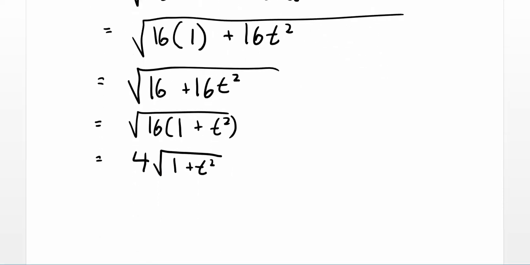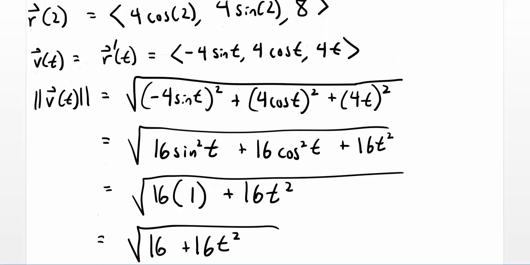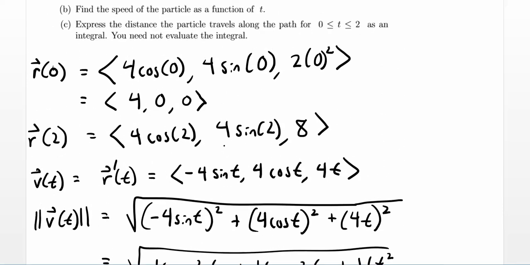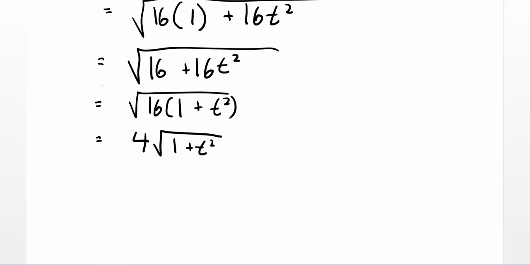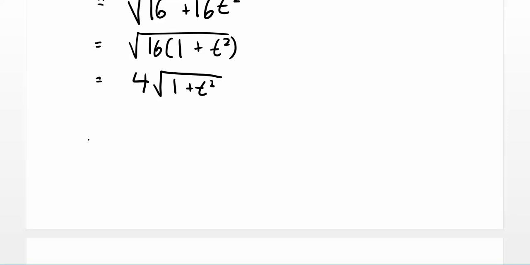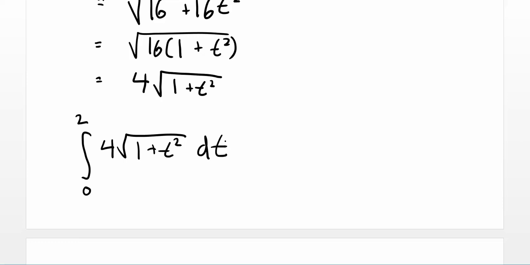That was part B. Now part C says, express the distance the particle travels along the path for t between 0 and 2 as an integral. You need not evaluate the integral. So this final answer just becomes the integral from 0 to 2 of your speed function. And that's it. That would be your total distance.